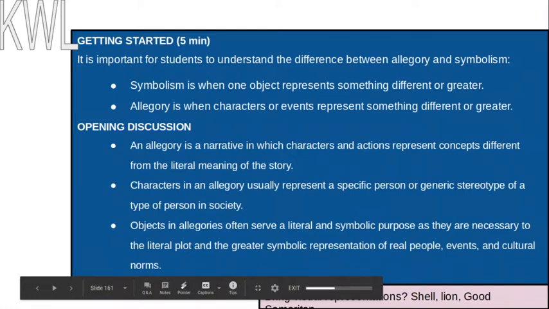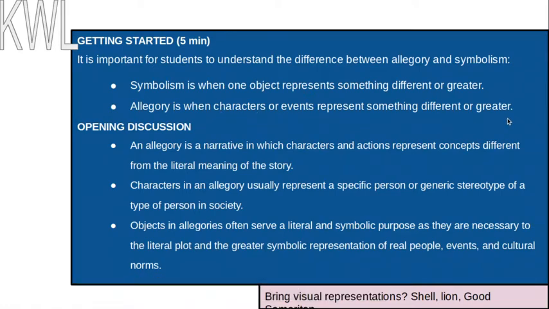I'm thinking that probably a lot of you know that a symbol is something that represents something else, like maybe even a railroad crossing sign. That's a symbol that there's a railroad ahead, or a pedestrian sign, or a stoplight, or the shape of a stop sign. Those are all symbols. Allegory is when characters or events represent something different or greater. So symbolism is kind of like a mini allegory.